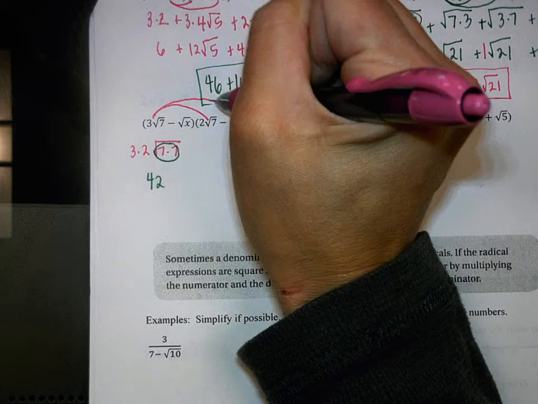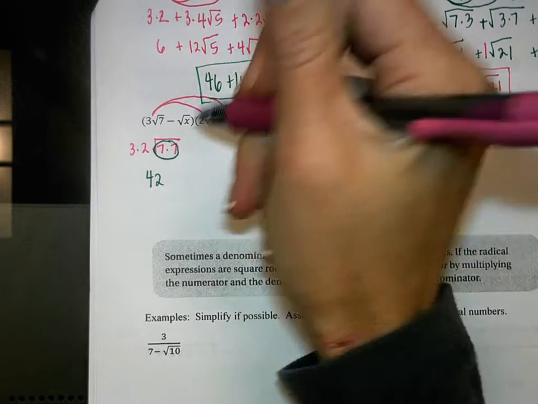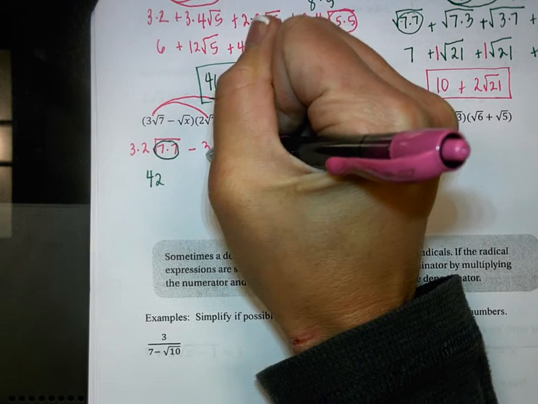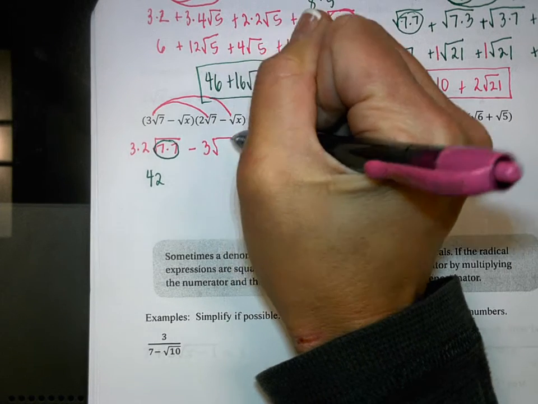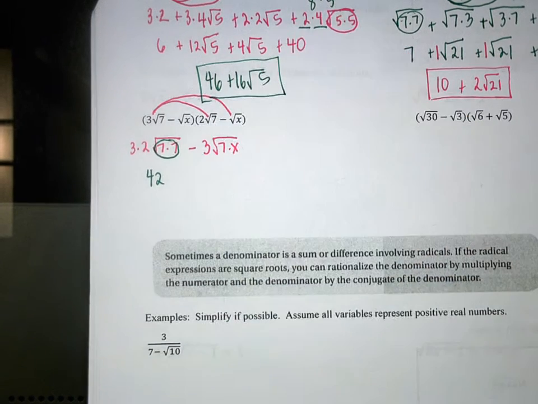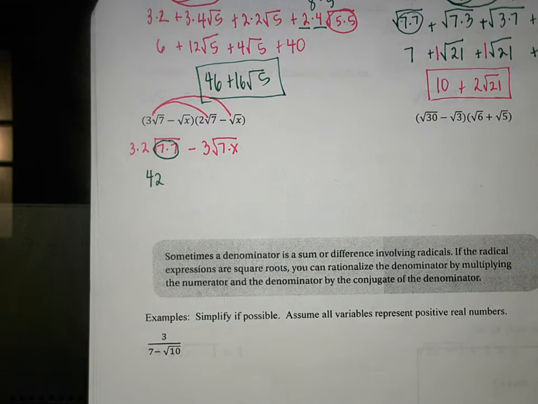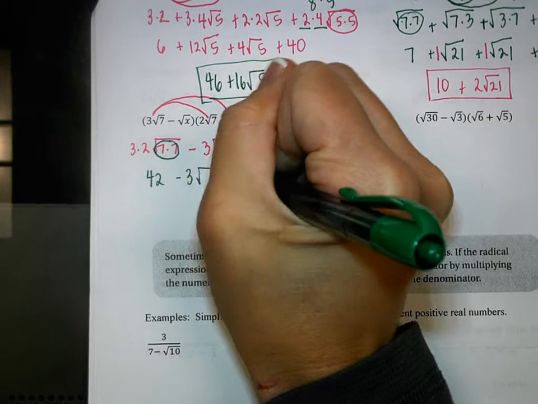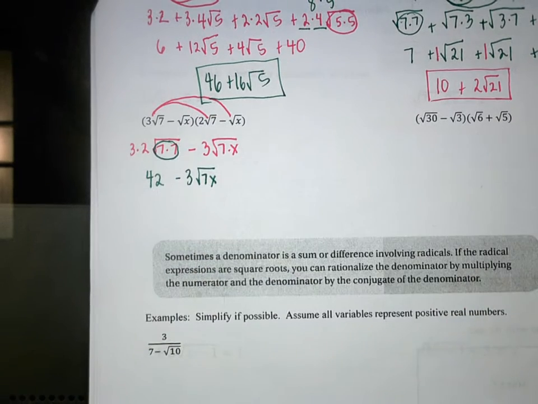Next we have 3 root 7 times negative root x. So I'm going to get a negative. On the outside I only have a 3, and on the inside I have root 7 times x. Is there anything there that I can simplify? No, I can't break down 7. I can't get any pairs. So that becomes minus 3 root 7x.